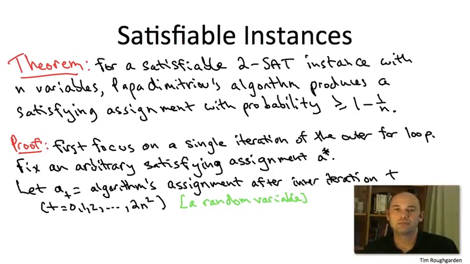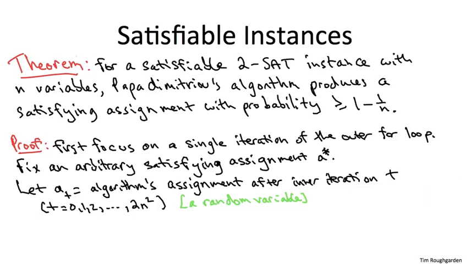Let's denote by A sub t the assignment that Papadimitriou's algorithm is considering after t iterations of the inner for loop have completed. So A sub 0, that's the random initial assignment with which we begin this iteration of the outer for loop. And then after we've done t local flips, that results in the assignment A sub t. This is, of course, a random variable. It's a function of the random choices made by Papadimitriou's algorithm.